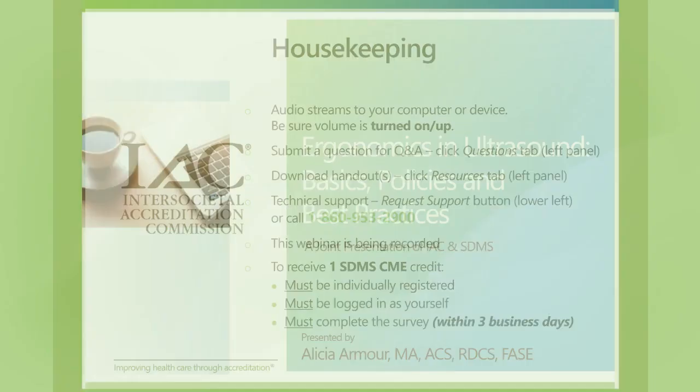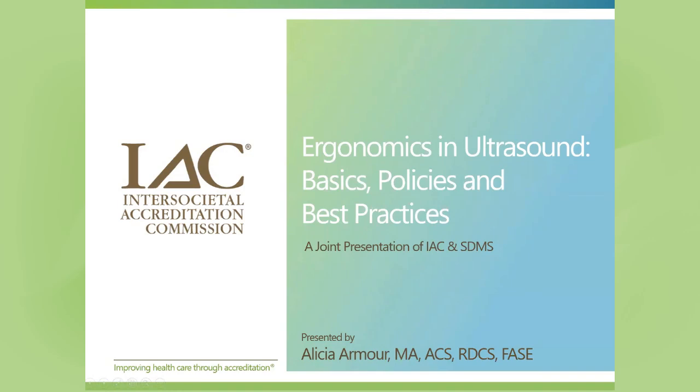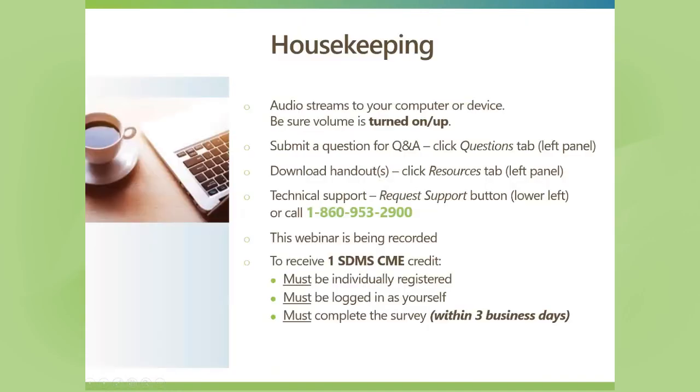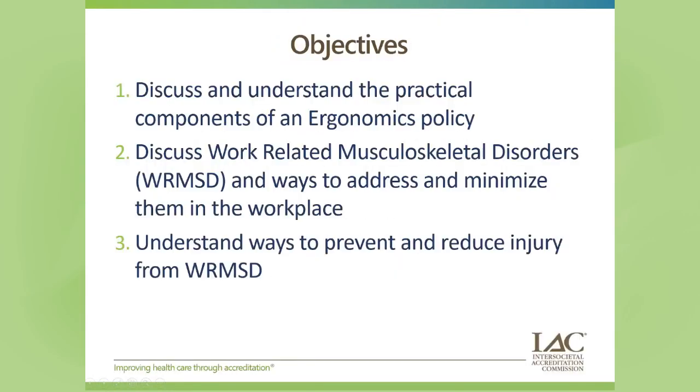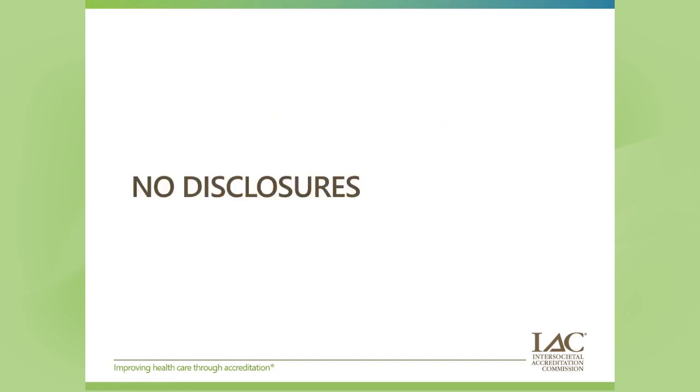Alicia? Thank you for that warm invitation. So let's get started. I think we've already been through our housekeeping items. So, review of objectives. The first is to discuss and understand the practical components of an ergonomics policy. We'll discuss work-related musculoskeletal disorders and ways to address and minimize them in the workplace. And then also understand ways to prevent and reduce injury from our work-related musculoskeletal disorders. I do not have any disclosures.